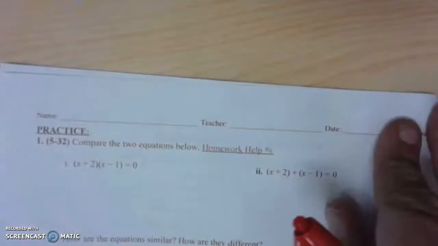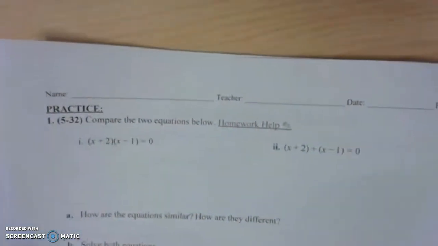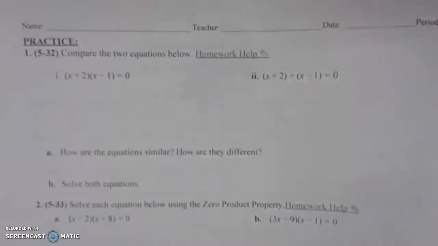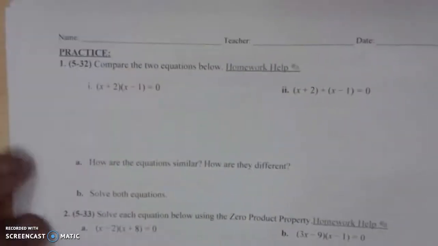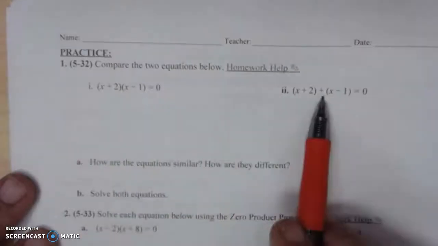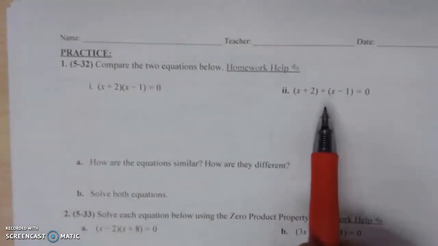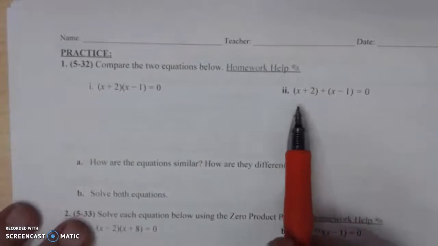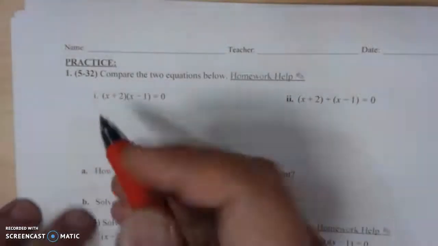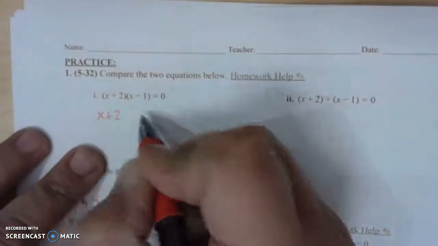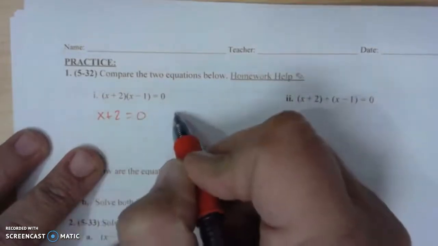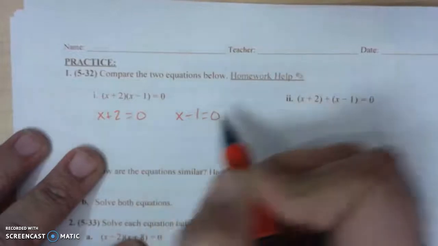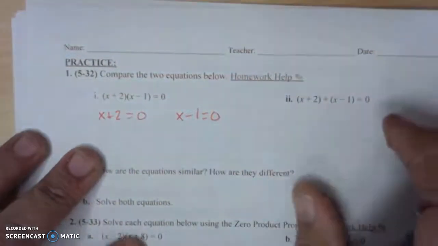So if we look at the next page, okay, it's a lot of practice for finding the zero product property. Okay, here, compare the two equations below. And so what is it that we get? In this one, we're going to multiply. So we know that x plus 2 times x minus 1 equals 0, which means this has to equal 0, or x minus 1 has to be equal 0. So we're going to solve those two equations.